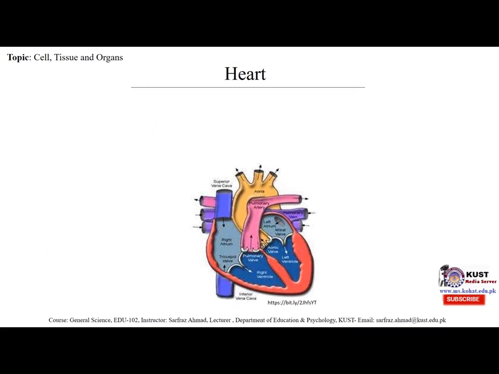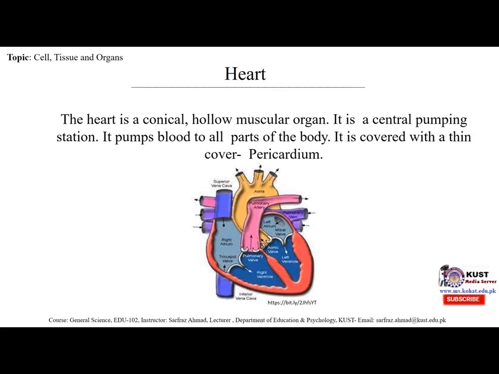Then comes the heart. The heart is a conical hollow muscular organ, and it is a central pumping station. It pumps blood to all parts of the body, and it is covered within a thin cover, the pericardium. So the heart is basically a pump, usually beating about 60 to 100 times per minute. With each heartbeat, the heart sends blood throughout the body, carrying oxygen to the cells. After delivering the oxygen, the blood returns to the heart, and the heart then sends the blood to the lungs to pick up more oxygen.